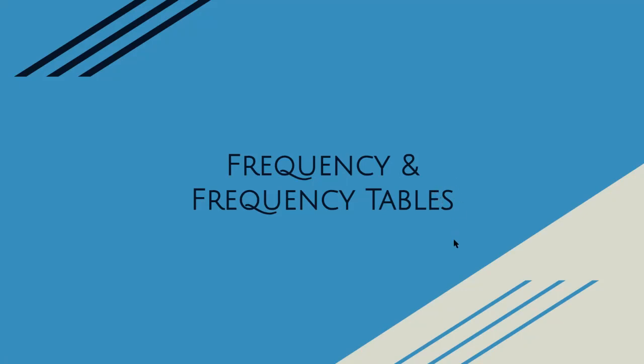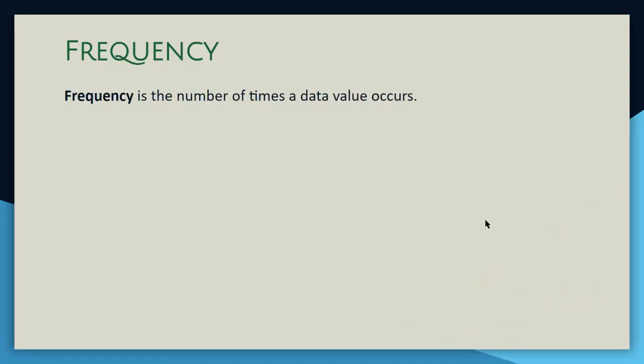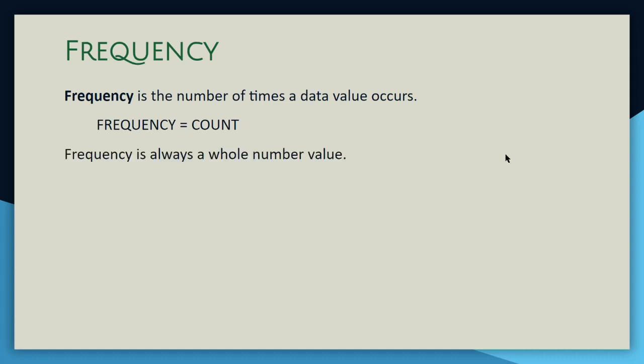Okay, so let's talk about something we are going to see a lot, frequency and frequency tables. Frequency is the fancy math term for the number of times a data value occurs. In other words, frequency equals count. Anytime you see frequency, we've counted something. So frequencies are whole numbers.